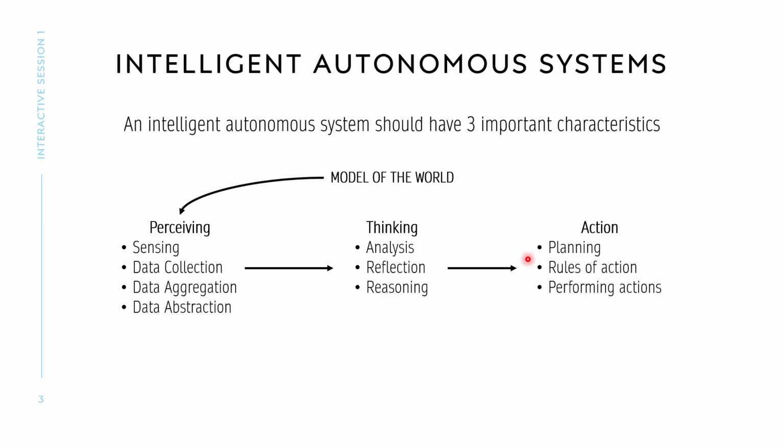And you see that there is no point in a system taking the same action every time. So the final step is that this autonomous system should be able to learn from its actions and improve its perceiving and thinking capabilities. So this is how the flow goes. We start with the model of the world, we perceive, think, take some action, learn from our actions, and the process continues.